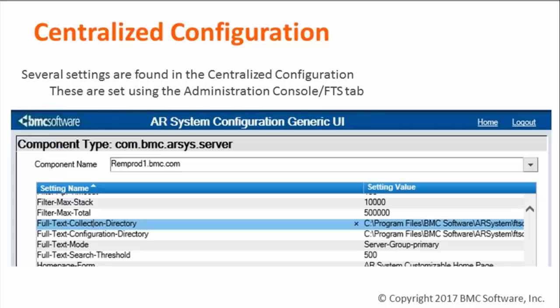From the centralized configuration, you'll find the values defined for the FTS configuration as well. From this example, we can see that the server is an indexing server and the path to the collection and configuration directories are local. You can view the settings for each server from the centralized configuration.